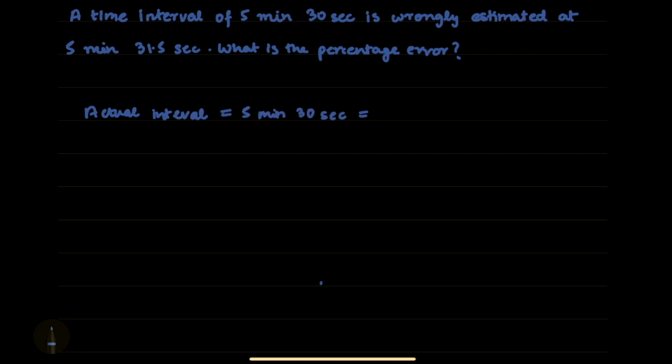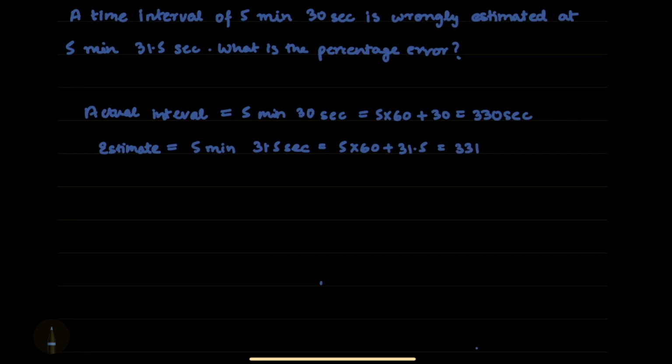To make it a lot simpler, we'll convert everything into seconds. We have 5 into 60, which converts to seconds, plus 30, and this comes out to be 330 seconds. Our estimate, or the new value, is 5 minutes 31.5 seconds. We convert this into seconds as well: 5 into 60 plus 31.5, which comes out to be 331.5 seconds. Let's find the error. The error is basically the difference between the original and the estimated value, and this comes out to be 331.5 minus 330, and that is 1.5 seconds.